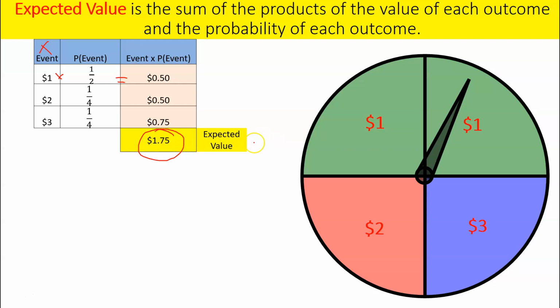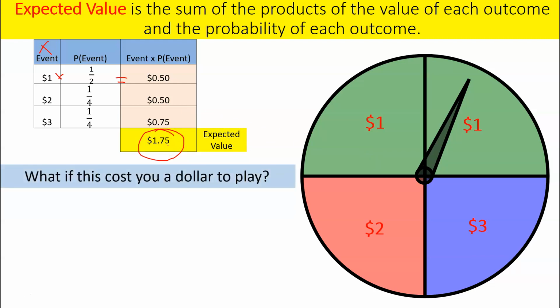What does that mean? It means, well, if you played this lots and lots of times, on average, you would expect to be making $1.75 every time you played. That's an average. That's why it ends up being a number that doesn't even show up here. $1.75 is not on here. But this is the average over a lot of plays is how you would interpret that.